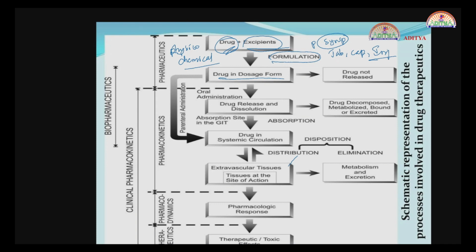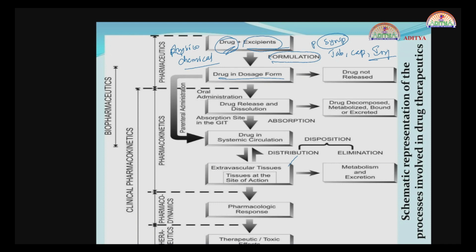Once it is administered, it will release the drug from the formulation, and some amount of this drug gets decomposed, metabolized or excreted. So that's why the concept of bioavailability comes into existence. Bioavailability is the amount of drug that reaches the systemic circulation. Some amount of drug is either not getting released or getting decomposed. Hence, even if you are giving 100 mg of drug, not all 100 mg is entering the body, only 70 mg or 60 mg is entering the body.